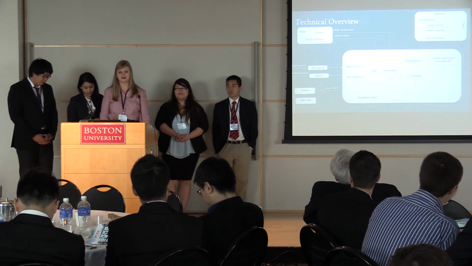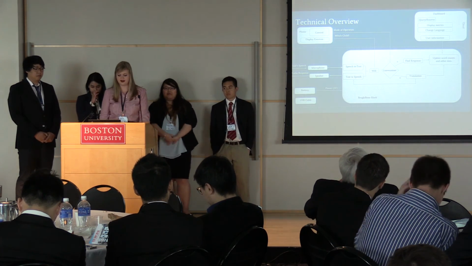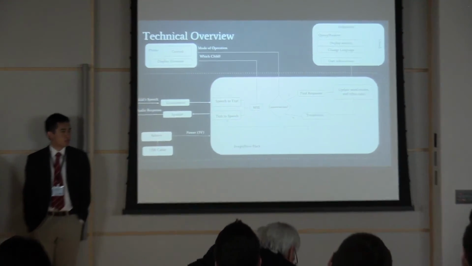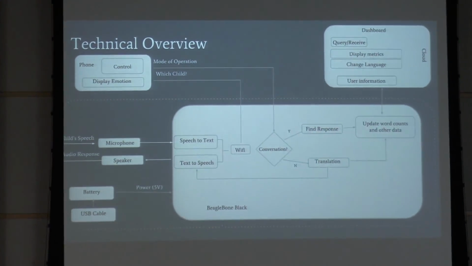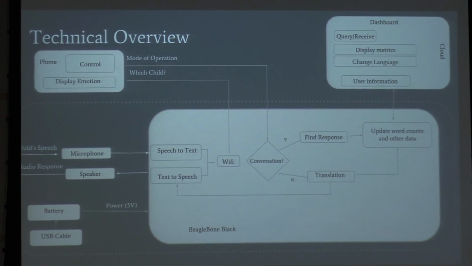So here we have a block diagram of our whole system put together. You can see that our development board is powered by a battery. Our Android phone allows you to choose what mode of operation you want to be playing in and which child is using the phone right now. And it also displays emotion based on what the bear is feeling.